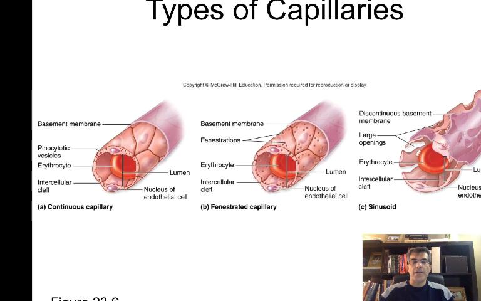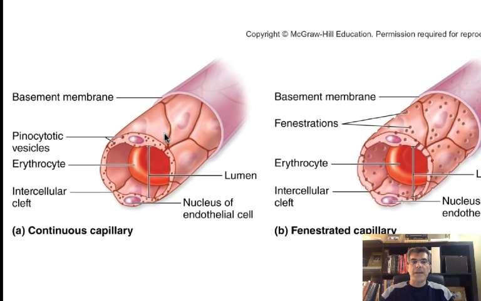Continuous capillary is the most common type of capillary. Between the cells of the wall of this capillary, between these endothelial cells, you have tight junctions. So there is no gap between the cells. Cells are attached to each other tightly. If you ask me how oxygen and nutrition are going to get through this capillary to the cells outside, the answer would be through simple diffusion or through pinocytosis.